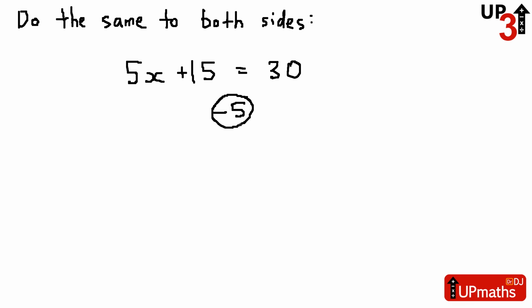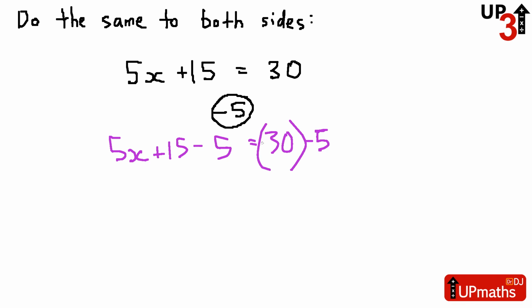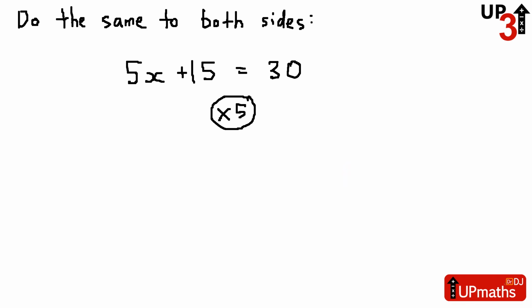Pause the video if you like, have a go in your own time. I'm going to minus 5 from both sides. So it'd be 5x plus 15 minus 5 equals 30 minus 5. I could put brackets round. That's kind of the sensible way to do it, but I don't need to because I've just got a whole bunch of things added together, so in this case it doesn't make any difference. I could simplify this now, so it'd be 5x plus 10 equals 25. Didn't have to simplify it.